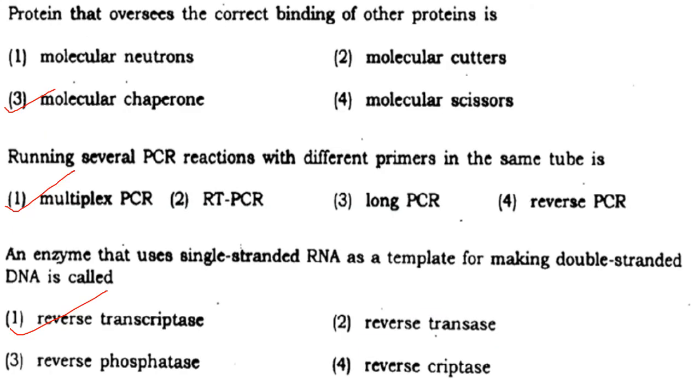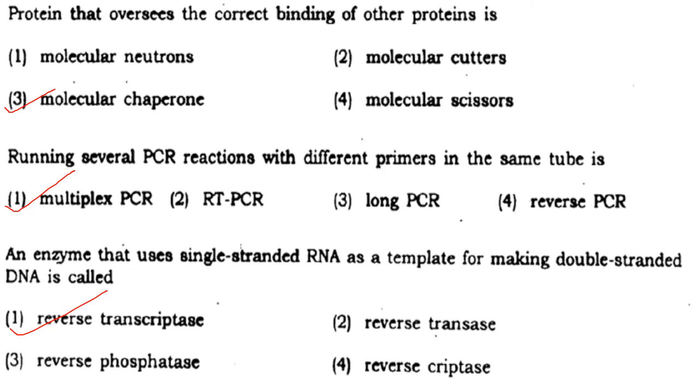Next one. Proteins that oversee the correct binding of other proteins is option 1, molecular neutrons, 2, molecular cutters, 3, molecular chaperones, 4, molecular scissors. Answer is option 3, molecular chaperones.